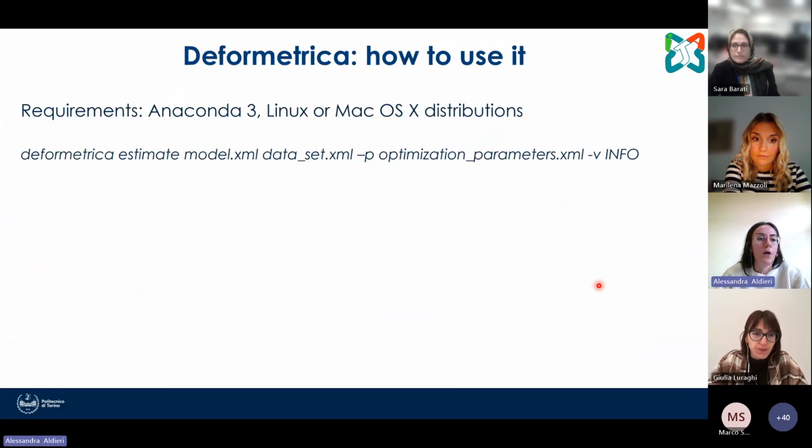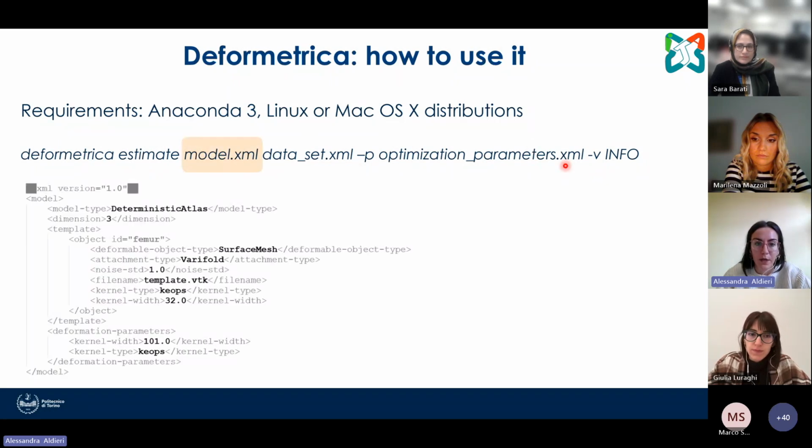Okay, so how can we use Deformetrica then? Deformetrica does not work on Windows. It requires either Linux or Mac operating systems plus Anaconda. And the cool thing is that we only need this command line to run Deformetrica and to run any of the main applications we can use. So to run a Deformetrica analysis, we need only 3 files, which are mentioned here: the model file, the dataset file, and the optimization parameter file, which are XML files, so simple text files.